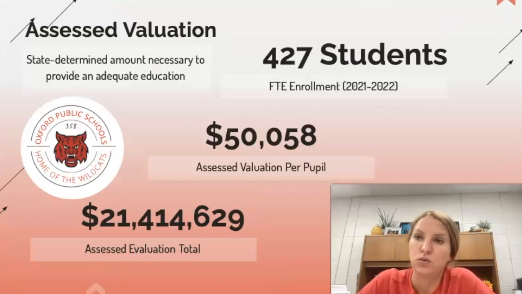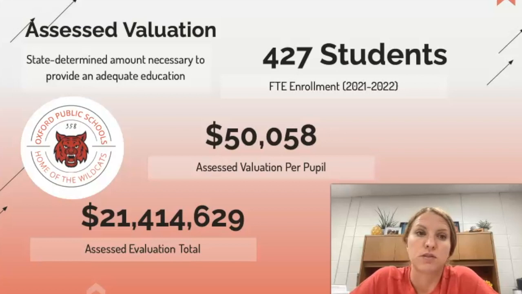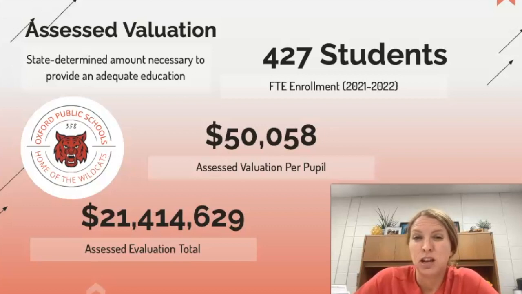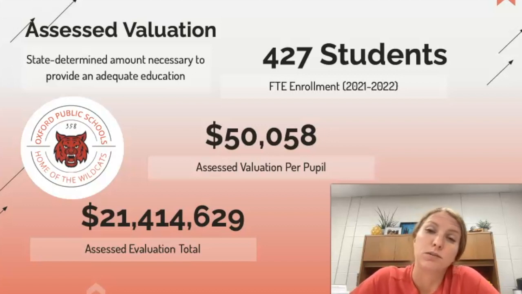Looking into the different topics, assessed valuation, this is, of course, the number that the state determines per pupil: how much is it going to cost this school district to provide them with an adequate education. So for that year, it was about $50,000 a student, and that is over $21 million for the district in their total assessed valuation, and that is with 427 full-time equivalency enrolled students for the 21-22 school year.